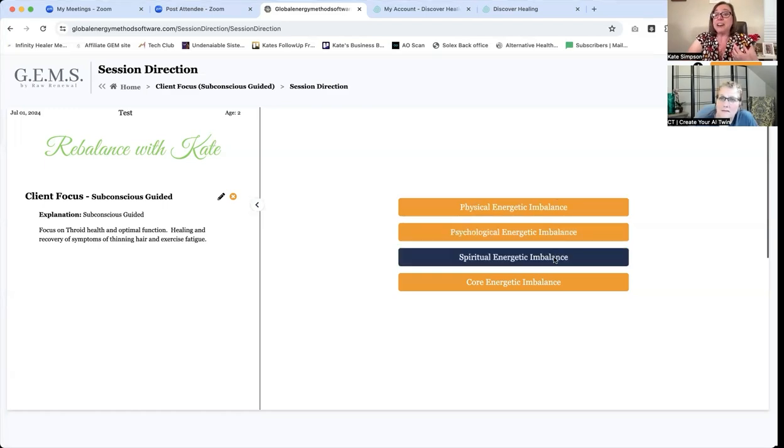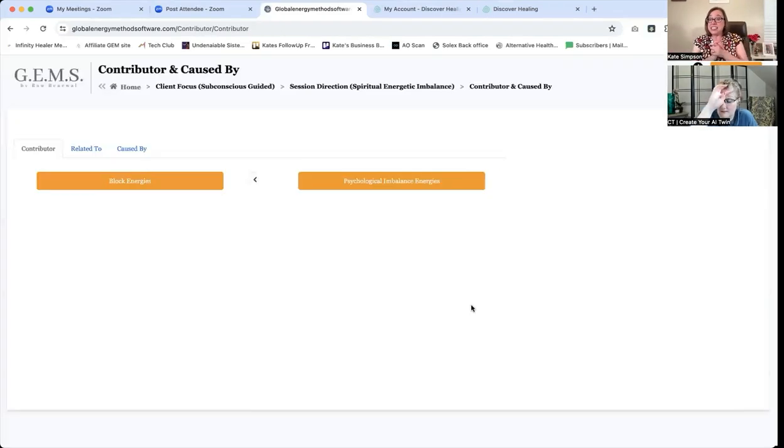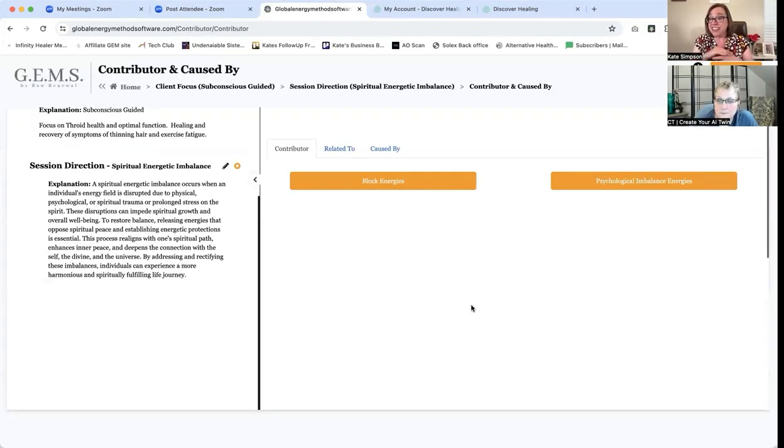Now, these are just categories that house lots of different types of imbalances. And as I do this, CT, I'm going to give you a report at the end so you can have notes of everything that happened. Okay. So let's see, is there a contributor related? So there's something causing this. So let's see where that is.